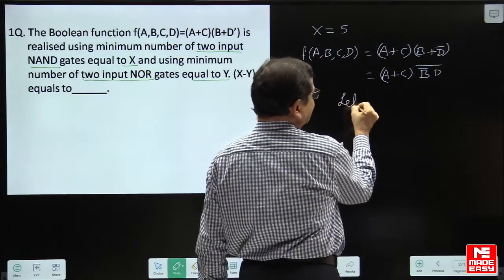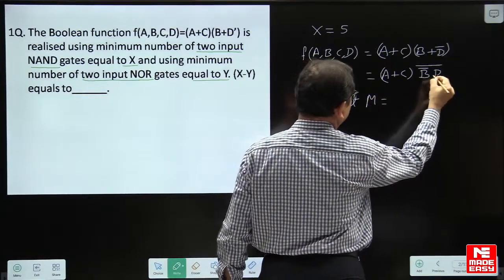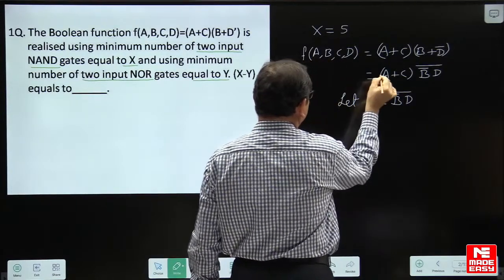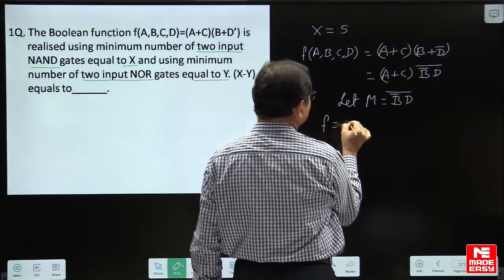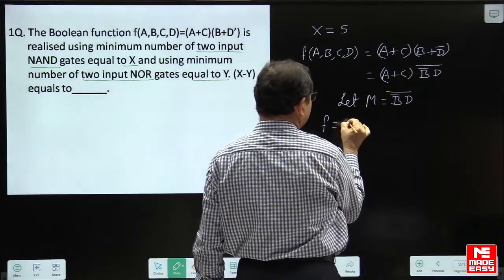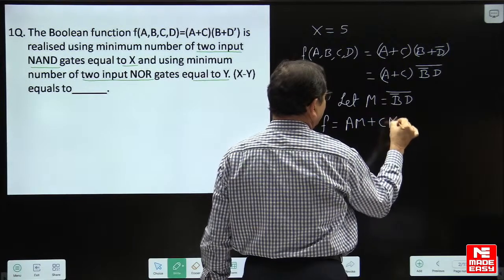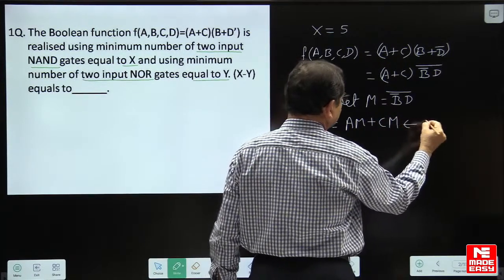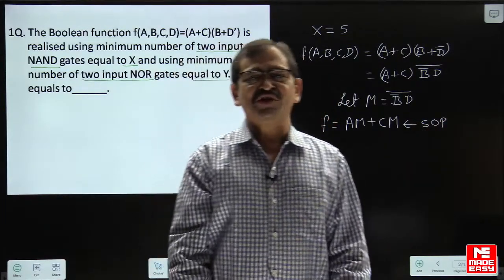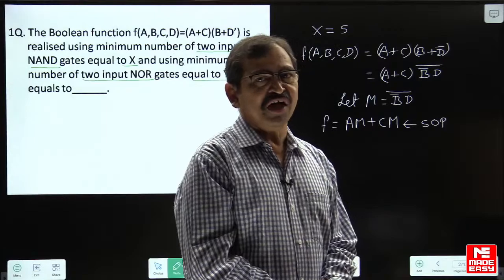Let us assume, or let us substitute M equal to this (B complement D) whole bar. Then this equation is possible for us to write, in the place of (B complement D) whole bar we write M, so that it is AM or CM. So basically we are looking at the equation in the SOP form. Whenever we are trying to realize the Boolean function by using minimum number of 2 input NAND gates, it is better to have the equation in the SOP form.